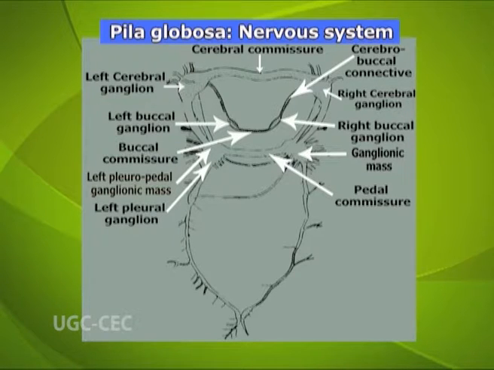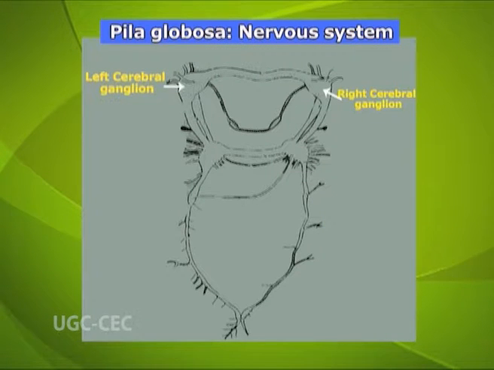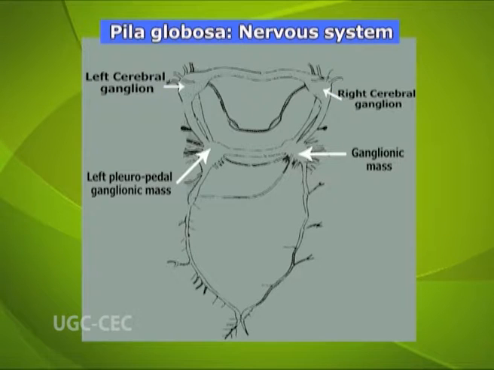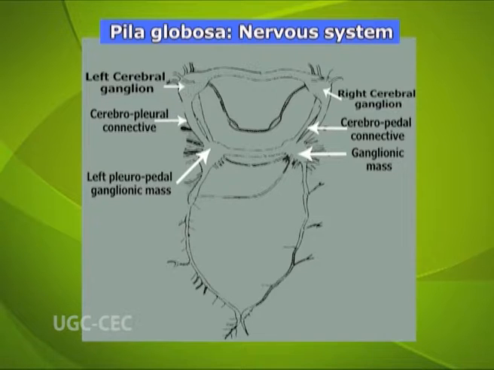The left pleural ganglion supplies the nerves to the body wall, mantle, osphradium, left nuchal lobe, columellar muscles and anterior part of ctenidia, while the right pleural ganglion innervates the parietal wall, epithelium, right nuchal lobe, copulatory organs, columellar muscles and the rectum. The cerebral ganglion of each side is connected to the pleuropedal ganglionic mass of its side by two connectives called the cerebropedal, connecting the cerebral and the inner pedal ganglion, and cerebropleural connective, connecting the cerebral and the outer pleural ganglion.